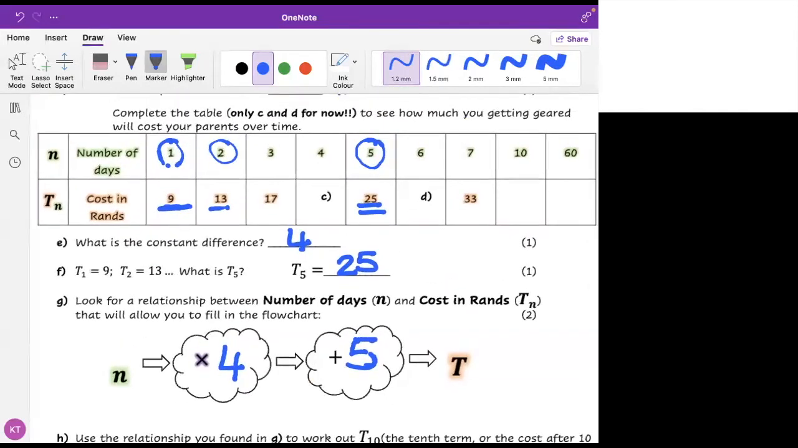Let's check the second one. So we're going to say 2 times by 4 plus 5. 2 times 4 is 8. 8 plus 5 gives me 13. Is that what I've got for term 2? Yes, it is.